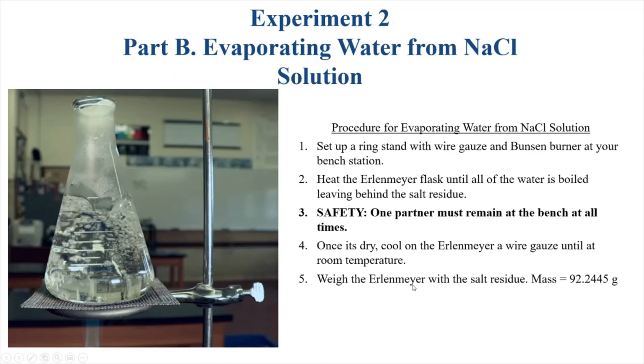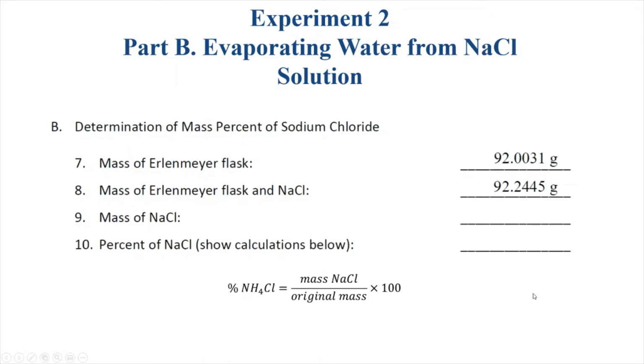So once we've gotten all the water off, we weigh the Erlenmeyer with the salt residue, and we get a mass of 92.2445 grams. If we go to our data sheet, you're going to notice that we had 92.0031 grams. That's the empty Erlenmeyer flask. After we add our salt and dry it off, we get about 0.2445 grams of the NaCl. It's not exact, but you can see that when you subtract these two numbers, we're going to get about 0.2 grams of the NaCl. So that's what you're going to do. You're going to subtract these and get a mass. And remember, at all times when you're doing your subtractions, you should be subtracting considering the significant figures.